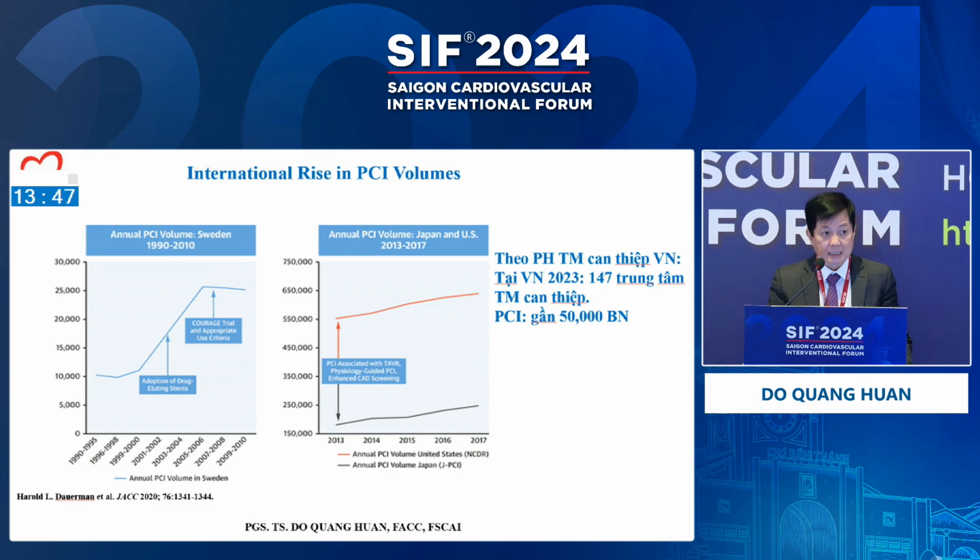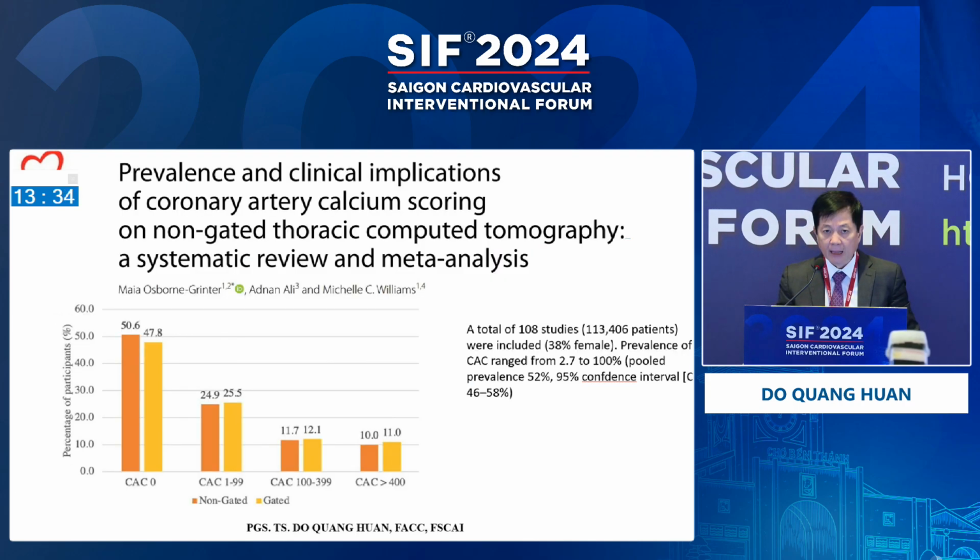In Vietnam, statistics from 2023 show 140 PCI centers in Vietnam, and more than 50,000 patients undergoing PCI.